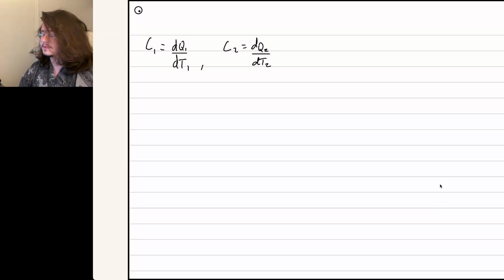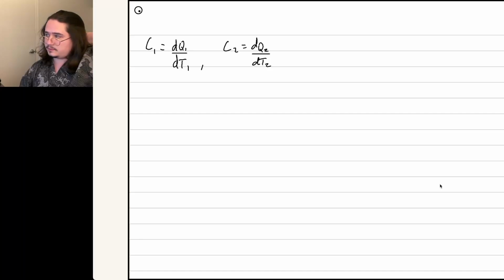Alright, silly people, here's the situation. You have two bodies, each with an independent heat capacity, heat transfer, and final temperature. So you have a C1, a Q1, and a T1, a C2, a Q2, and a T2.